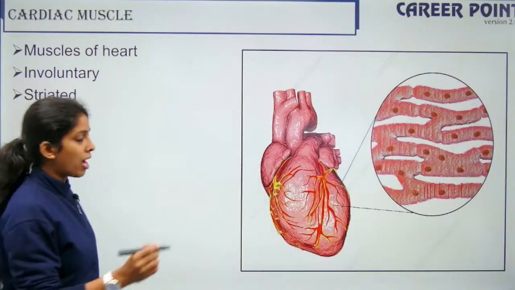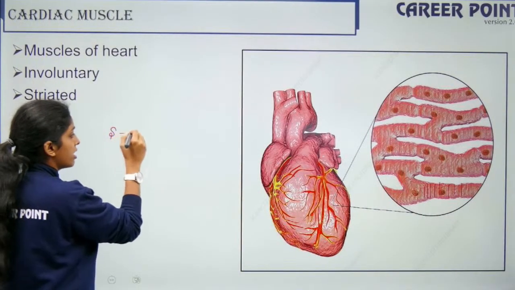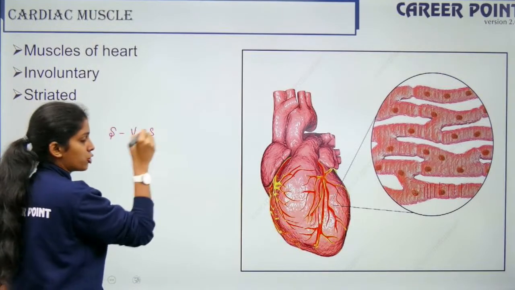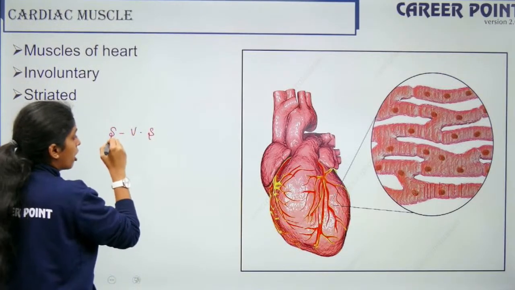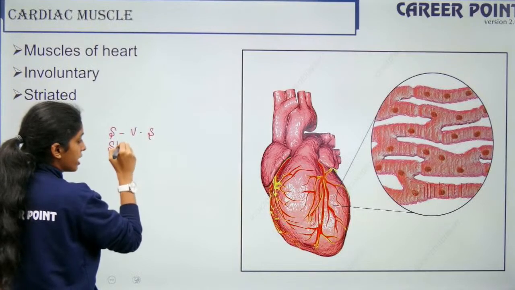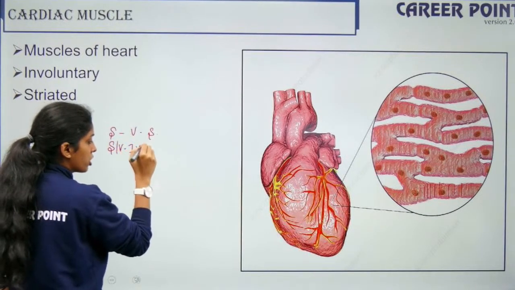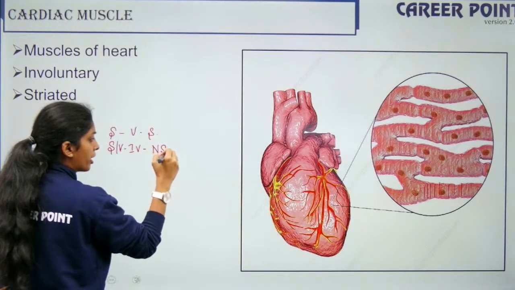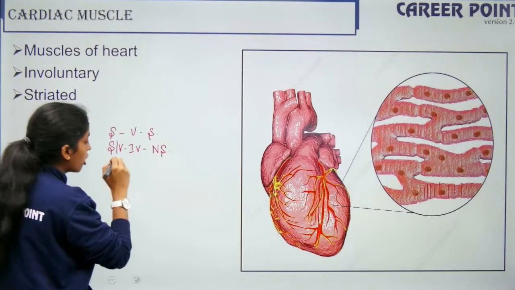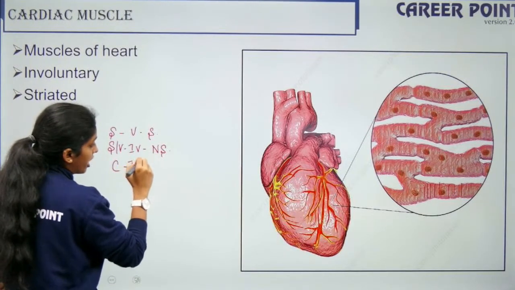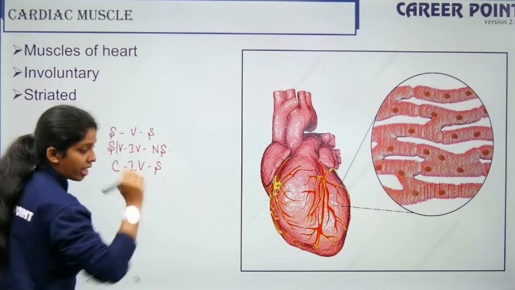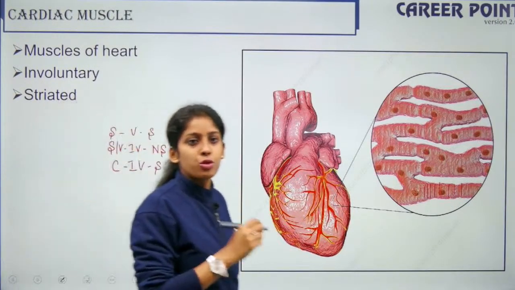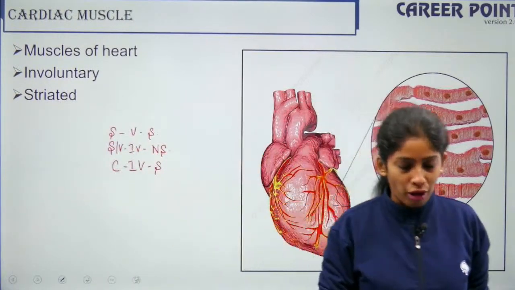We spoke about skeletal muscles. Skeletal muscles are voluntary and striated. Then we spoke about smooth muscles or visceral muscles. It is involuntary and it is non-striated. Then we spoke about cardiac muscle, which is again involuntary, but it is striated. So these are the three types of muscles that we discussed so far.